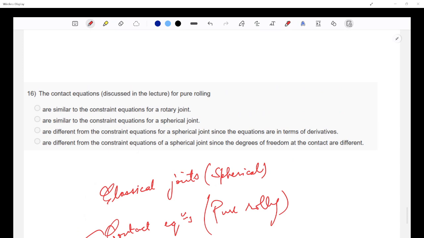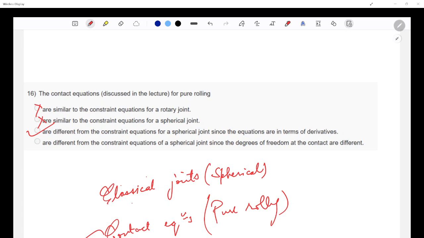So, are they similar to the constraint equations for the rotary joint? That is false, because a rotary joint is holonomic and the contact equation is non-holonomic. The second option, that it is similar to that of a spherical joint, is also wrong because a spherical joint has position constraints and contact has velocity constraints. The third option, different since the equations are in terms of derivatives, is correct because contact equations depend on time derivatives, while a spherical joint depends on positions. So there is a fundamental difference.